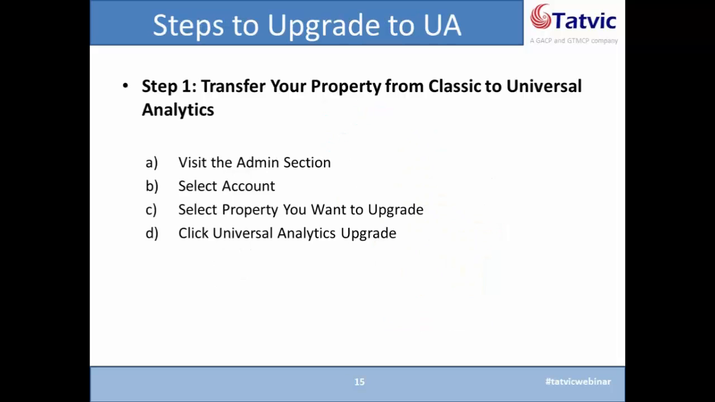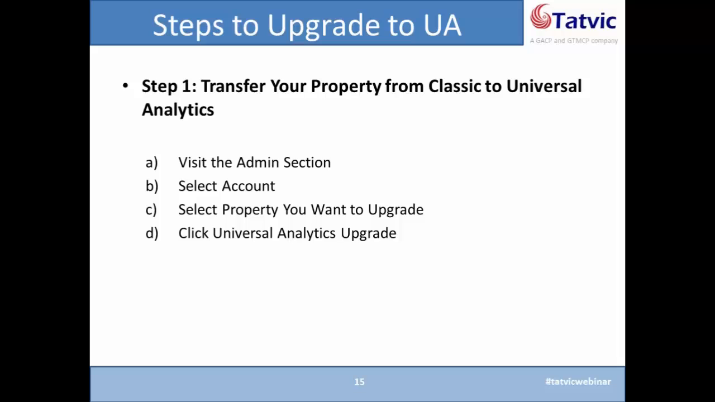Universal Analytics upgrade is a two-step process. The first step is to transfer the Google Analytics property. So you can go to the admin section of your Google Analytics account. You can select the account and select the property which you want to upgrade. You can click on the Universal Analytics upgrade button, which is available in your property section. The transfer takes minutes to initiate, but you should allow at least 24 to 48 hours for it to complete. When the transfer is completed, the property would be ready to receive data from Universal Analytics.